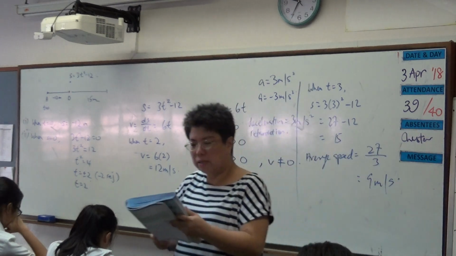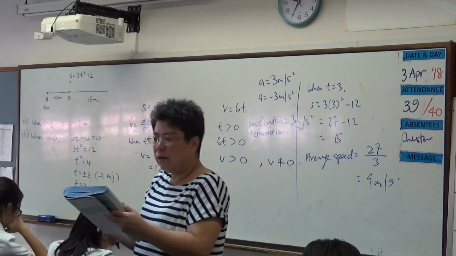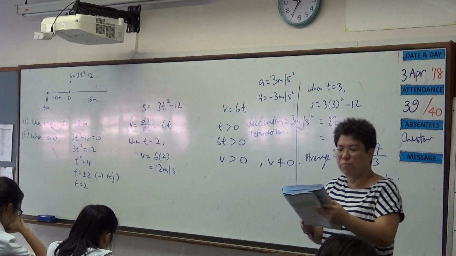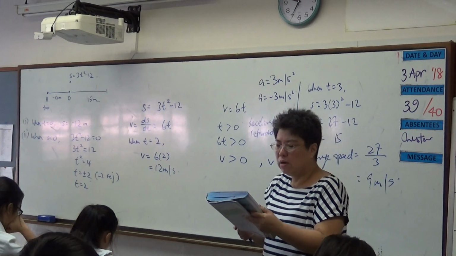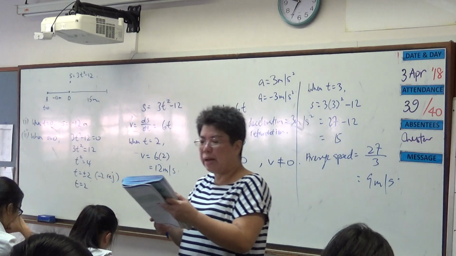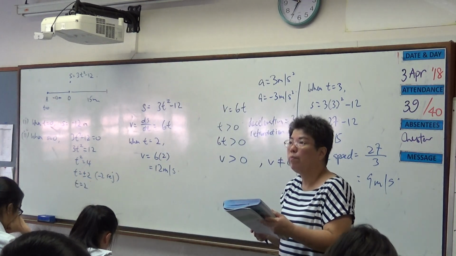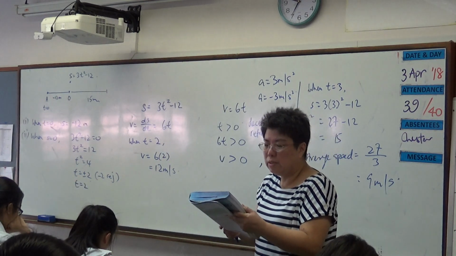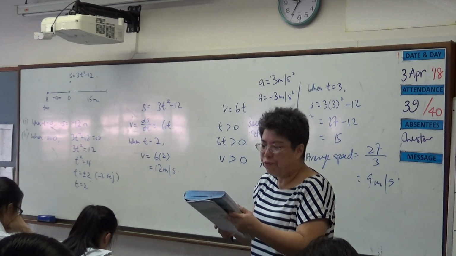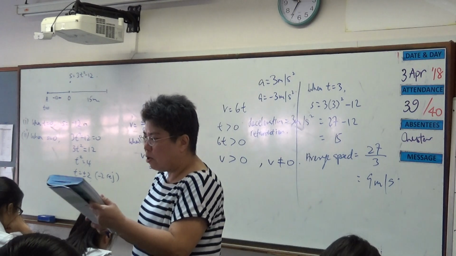Now, example 3. I don't know whether your textbook says this or not, because I think there's a mistake in the textbook. I read to you. A particle P travels in a straight line such that t seconds after passing a fixed point O, its displacement s meters is given by s equals 15t plus 6t squared minus t cubed. The t3 is only t cubed. Fine.